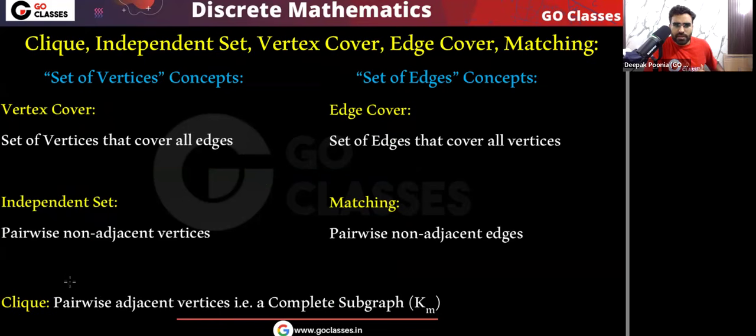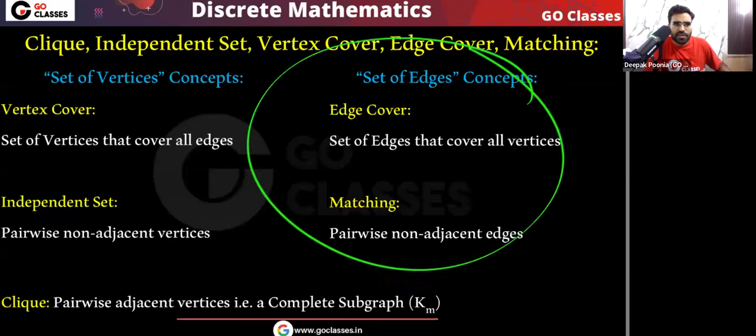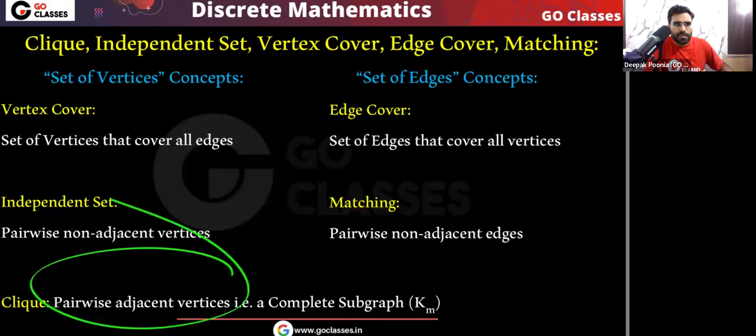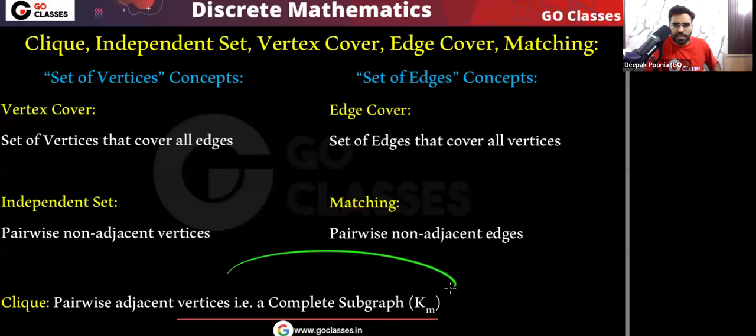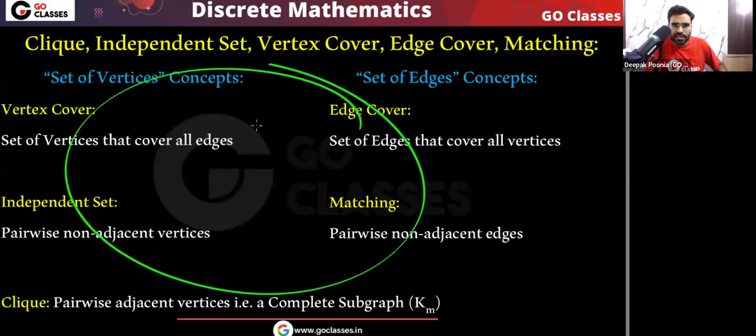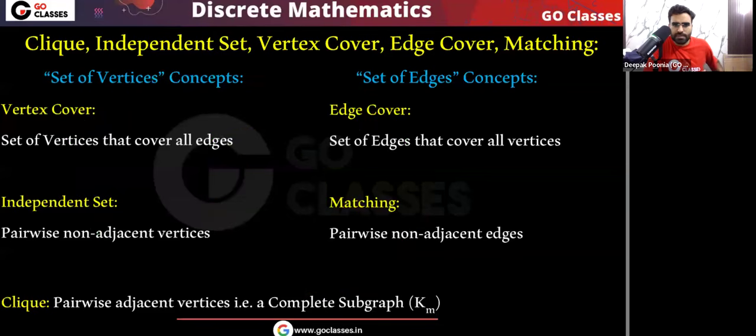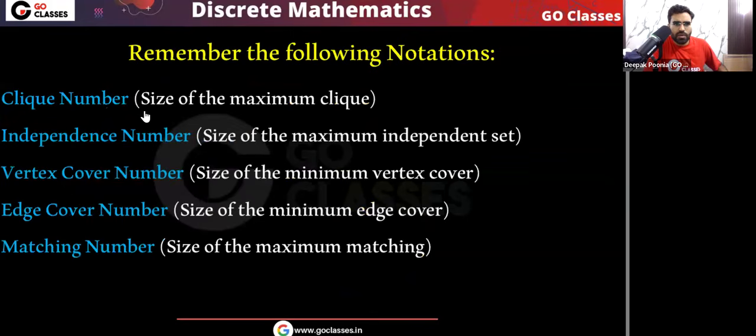And remember, this clique is a set of vertices concept, and there is no corresponding concept in the edges. Okay, so this clique does not have a corresponding concept for the edges. We have a clique. This is basically pairwise adjacent vertices, or I can say a complete subgraph in the entire graph G. A complete subgraph is called a clique. Very simple. Now we have some numbers associated with these concepts.